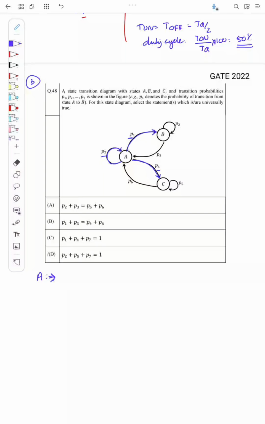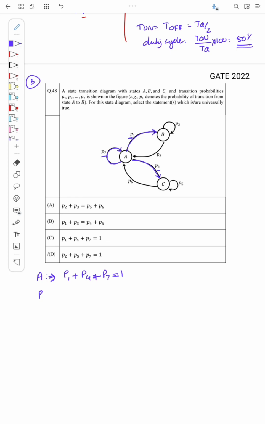So from that we know it can either remain at A, or go to B or C, which means that is the net probability. So P1 plus P4 plus P7 is equal to 1, right? It can either be at P1 probability transition from A to B, or with probability P4 it can go from A to C, or it can remain at A with P7. So the net probability is 1, right? So P1 plus P4 plus P7 will be equal to 1.